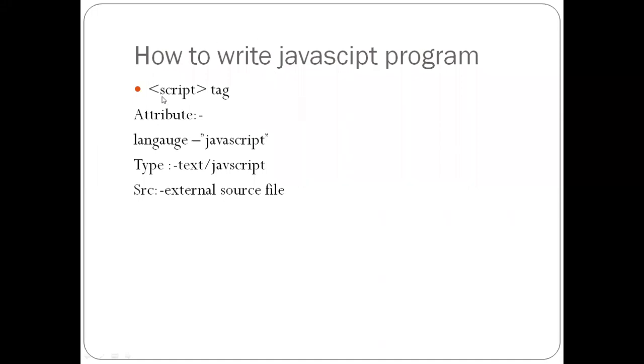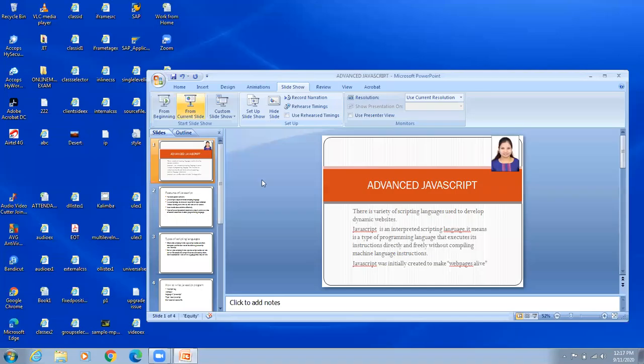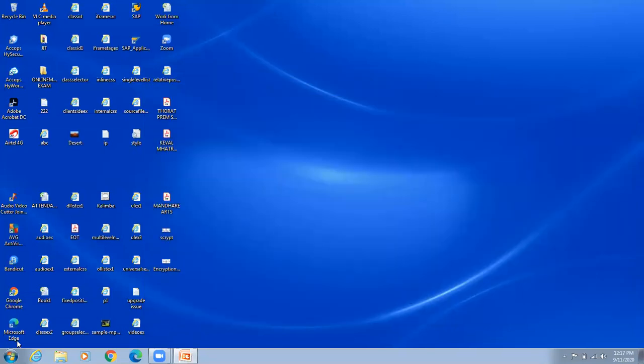So these are the three attributes of your script tag. This is the somewhat introduction of script tag and the attributes. Now we will see how to write the program, what is a comment in JavaScript, how to write HTML, and how to save the file. This whole thing we will see.